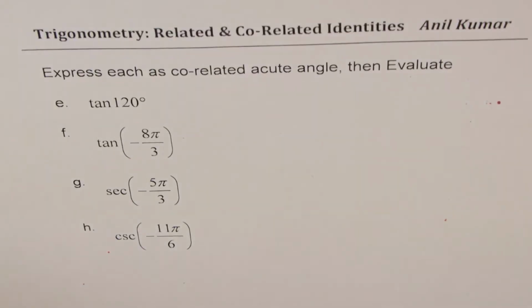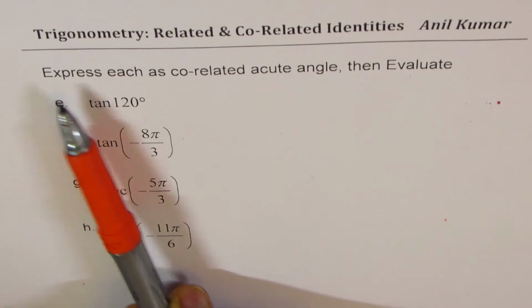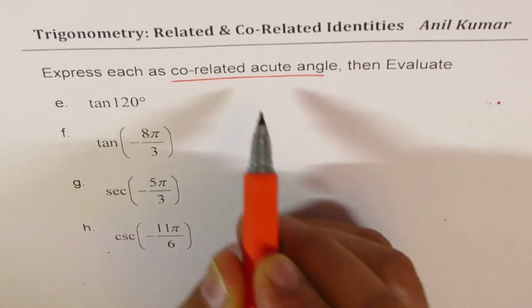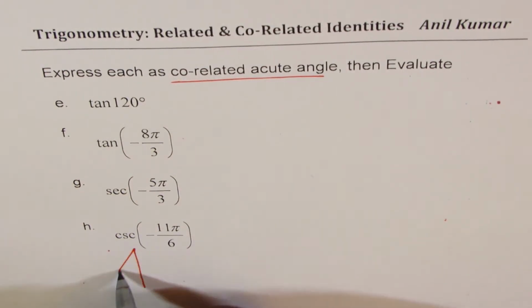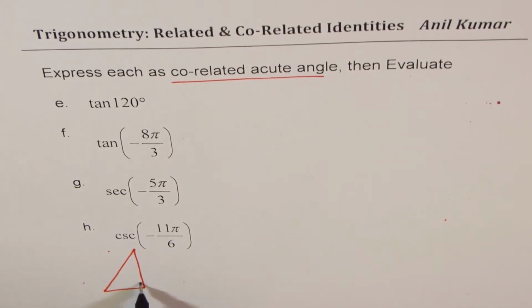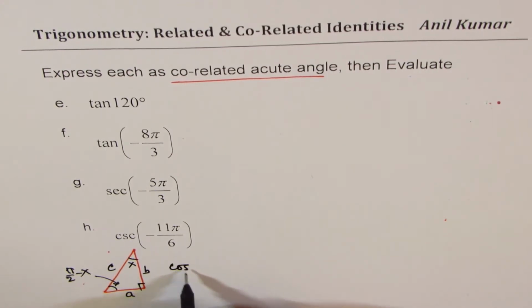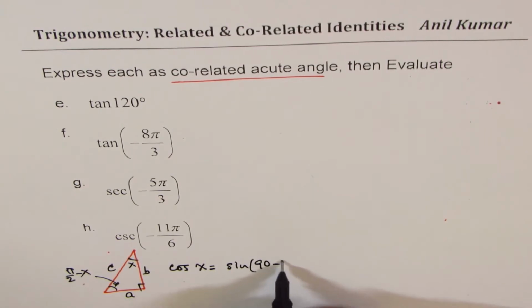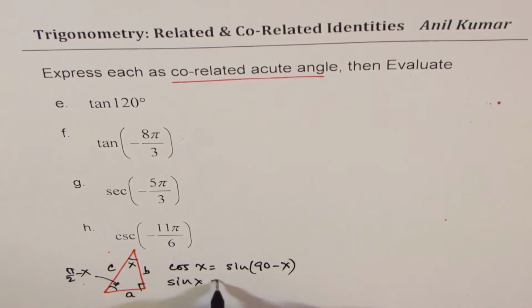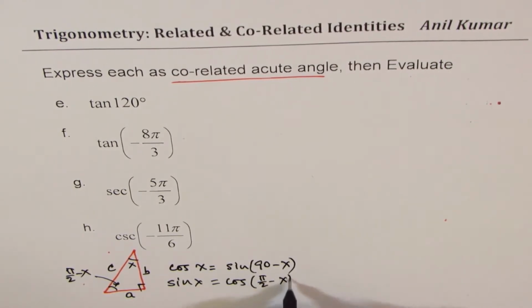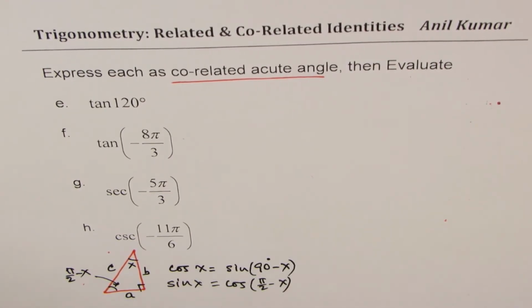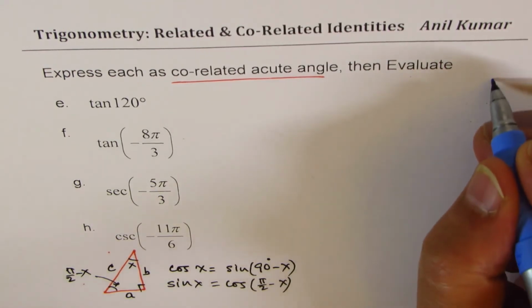Let's move on and take up the other set. Now we'll talk about expressing each as co-related acute angles. Co-related really means we are looking at this triangle, and let's say this is a 90 degree triangle. If this angle is x, in that case that angle will be pi by 2 minus x, right? So sine becomes cos, cos becomes sine. So if this is A, B and C, they are co-related. That is to say, cos x could be written as sine of 90 degrees minus x. Sine x could be written as cos of pi by 2 minus x. That is in degrees, this is in radians. So that is co-related.